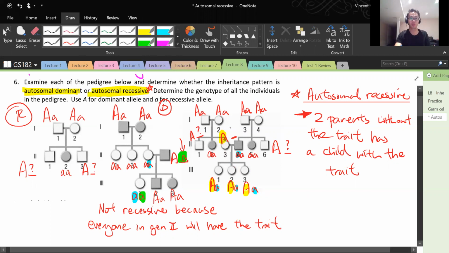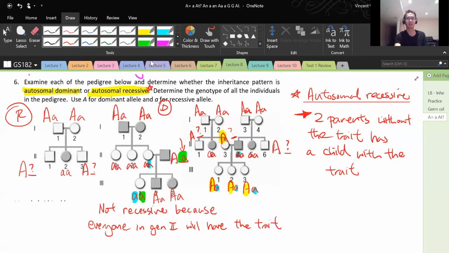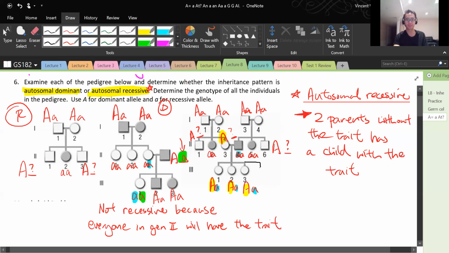We don't know what the other half is. The only way for us to find out is if they had another kid and that kid has the trait. If they have another kid and it's shaded in, then we would know that she is heterozygous. Does that make sense?